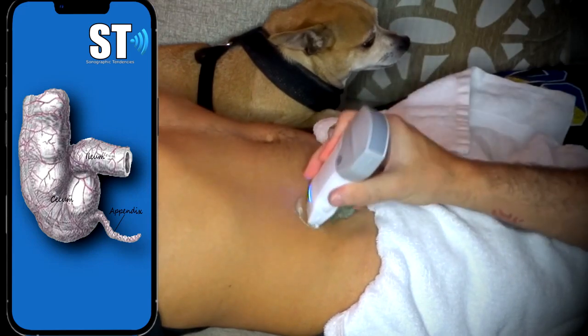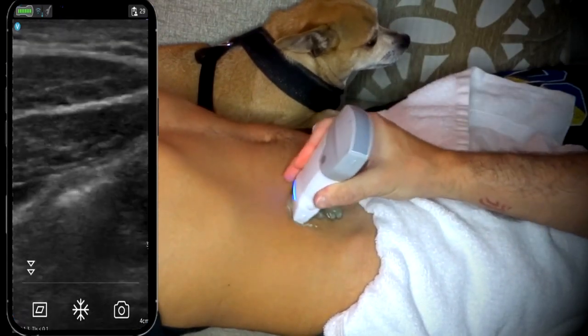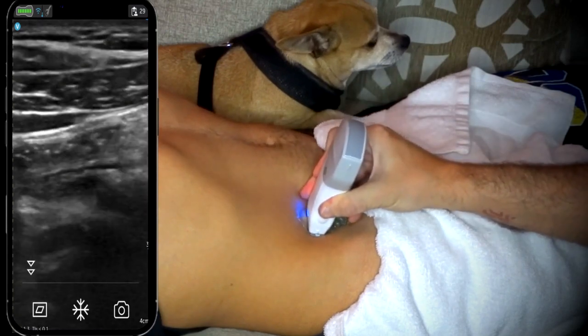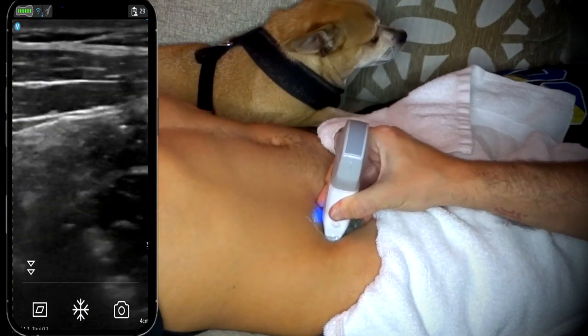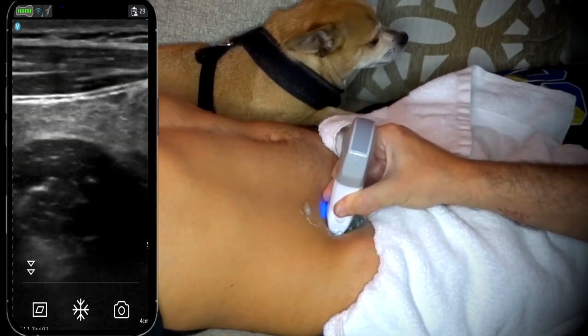Alright, so I'm not going to go over the protocol because I already did a video on that. I'm just going to show what I do to find the appendix. So I'm going in blind. Let's see if I can find it. I have to press hard, okay?